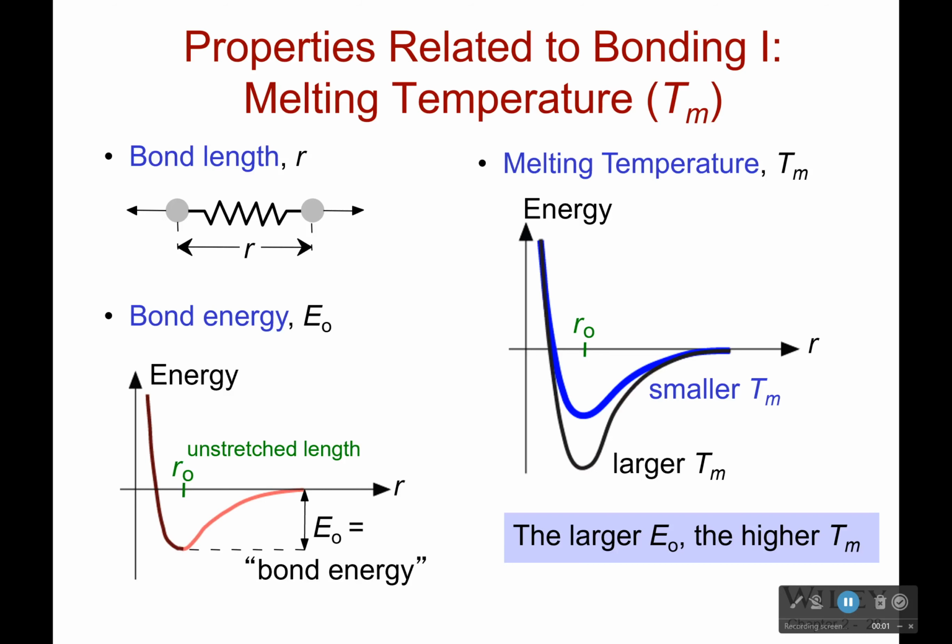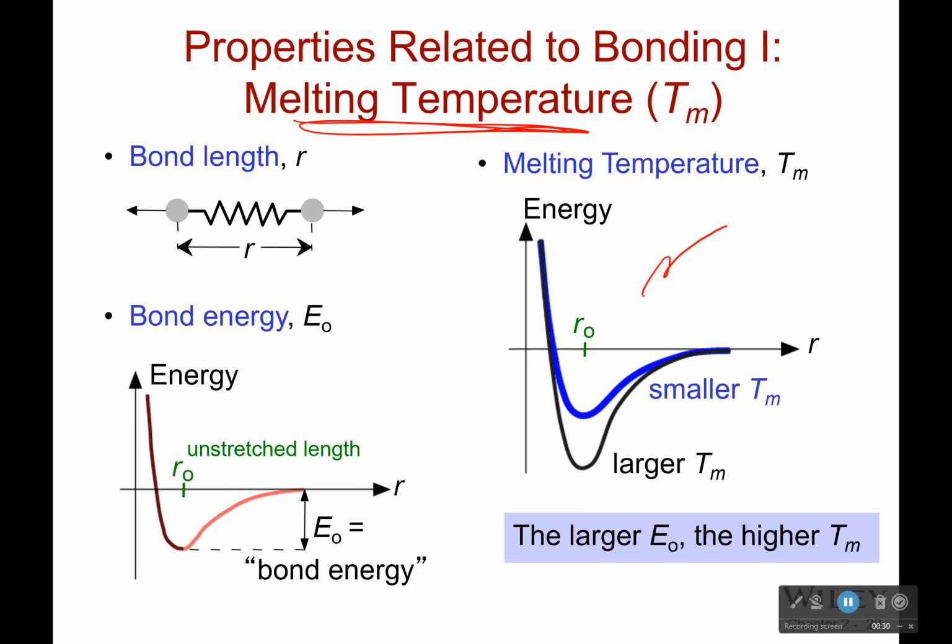Okay, everyone. So finally, the last lecture for Chapter 2. Now, what are some properties that are related to bonding? One would be melting temperature. Now, why is this related to bonding? Well, it's all based on how stable that bond is. Or another thing we can think about is how much force is holding those two atoms together.